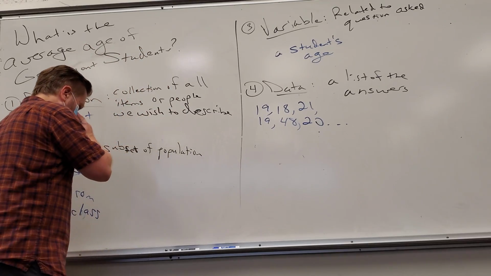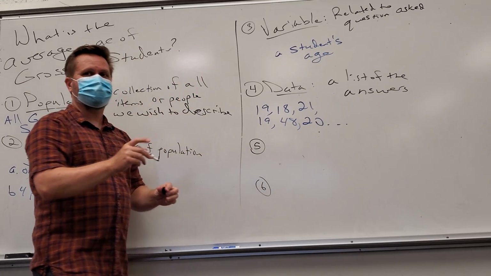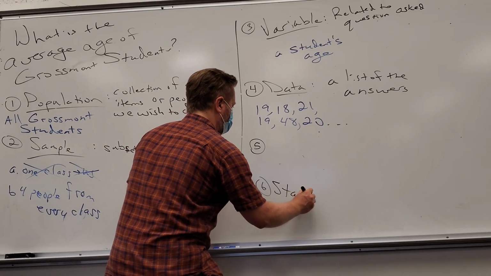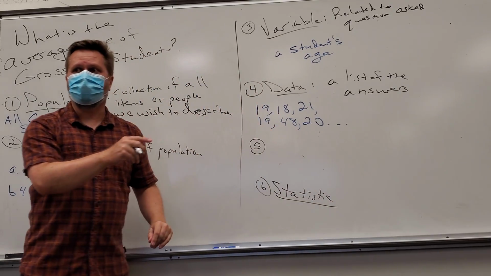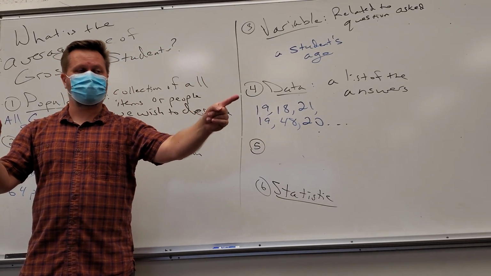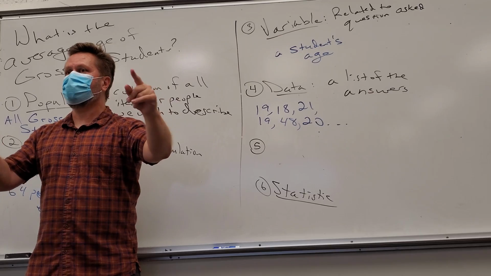And then here's the final thing. Five, six. I'm going to talk about six first. What would be the next thing we do if we got the data? Now we would do what? Add them all up and divide by them. Then we get a number. Right? That would be called the statistic. What does that describe, by the way? Where did these ages come from? These ages came from what group? Sample. So a statistic describes a sample.